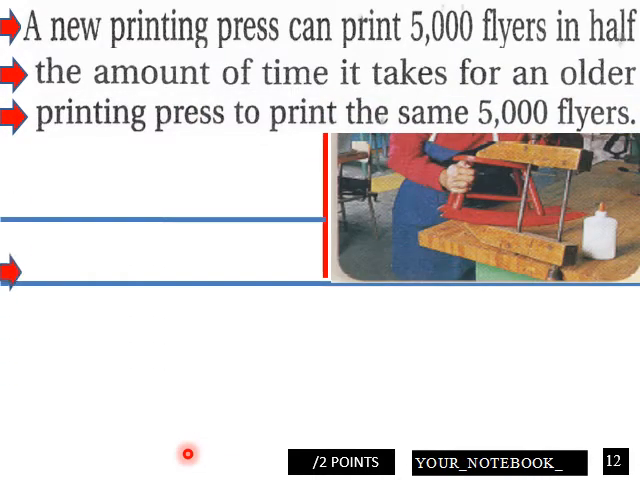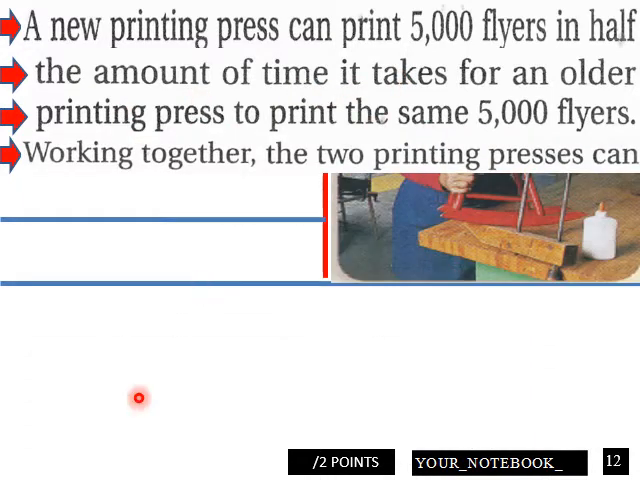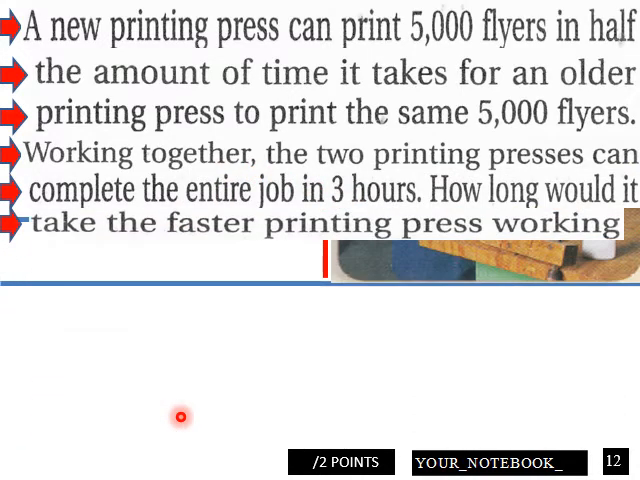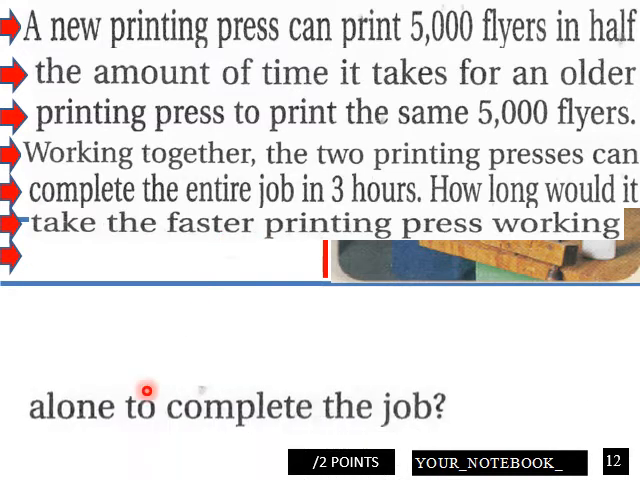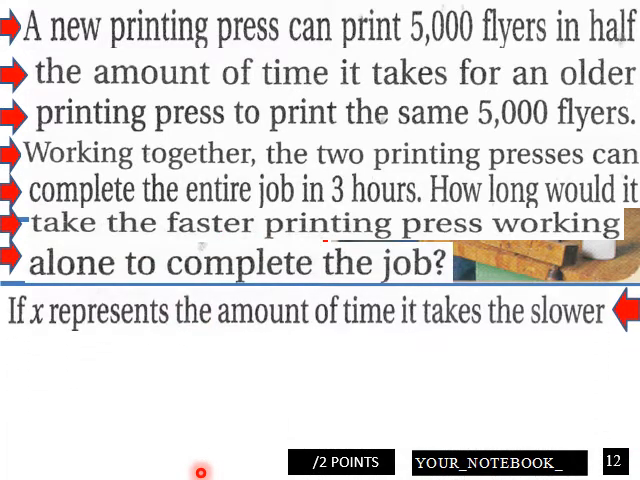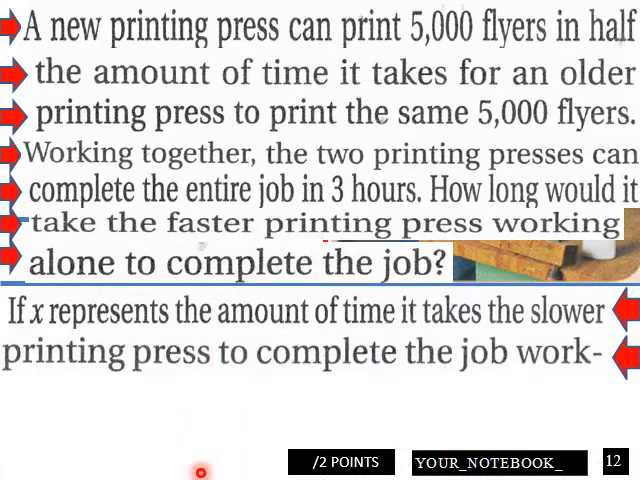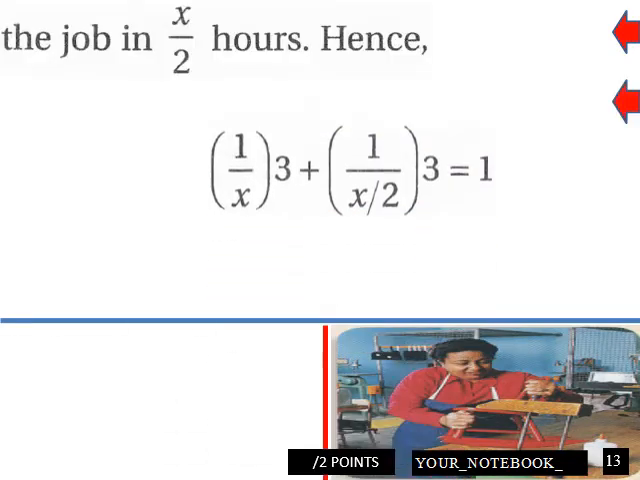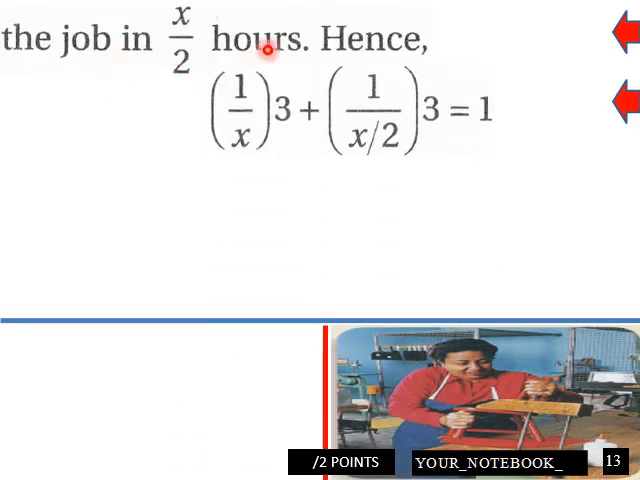So a new printing press can print 5,000 flyers in half the amount of time it takes an older printing press to print the same 5,000 flyers. Working together, the two printing presses can complete the entire job in 3 hours. How long would it take the faster printing press working alone to complete the job? If x represents the amount of time it takes the slower printing press to complete the job alone, then the faster press completes the job in x over 2 hours.